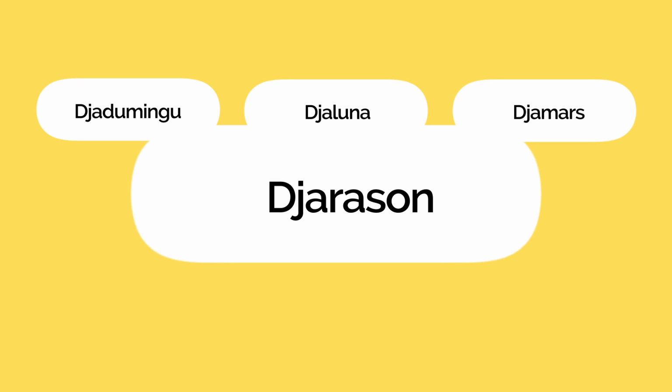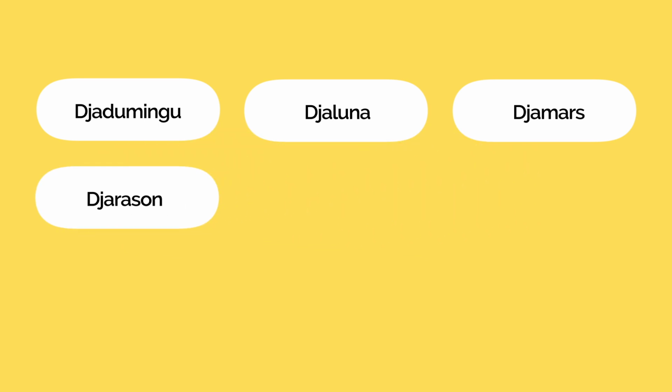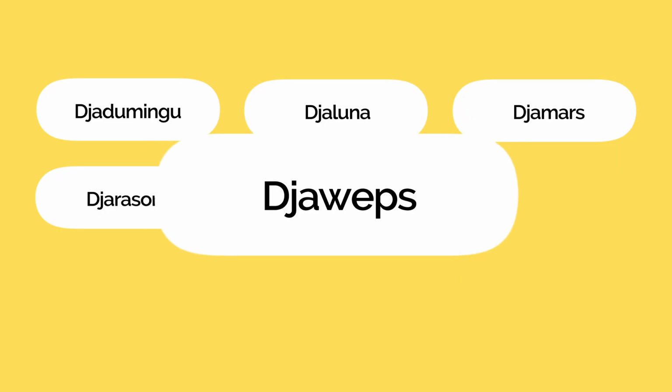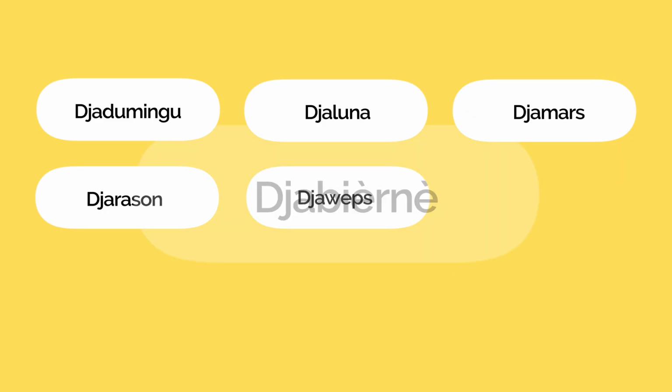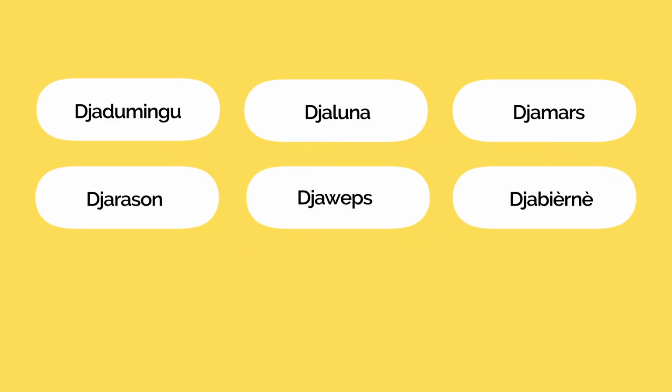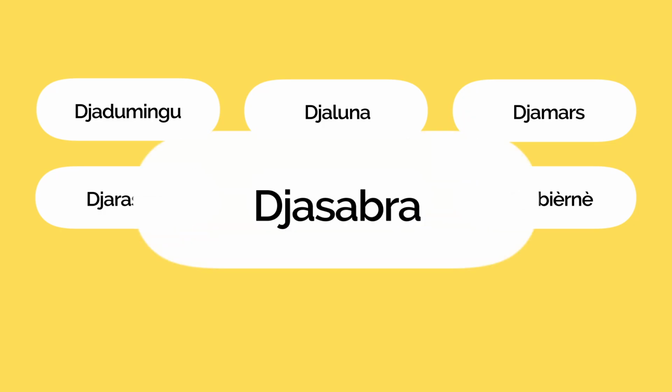Ja Razón. The fifth is Ja Whips. Ja Whips. The sixth, Ja Vierne. Ja Vierne. And the seventh is Ja Sabra. Ja Sabra.